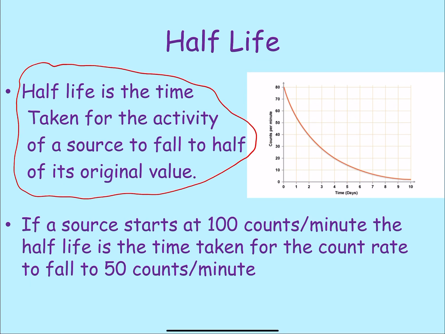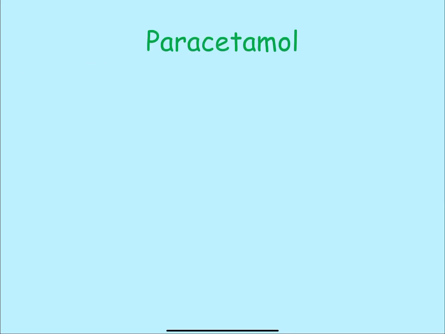And here's another example. If a source starts at 100, the time taken for it to decrease to 50. So 100 halved down to 50 is its half-life.